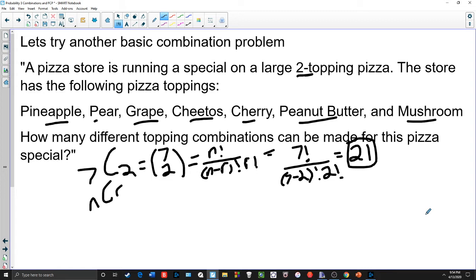I have 7 choices. I'm going to pick 2 of them, so I have 21 different possible combinations I can make. Because again, if I pick a pizza with cherries and Cheetos versus picking a pizza with Cheetos and cherries, it's the same thing, right? It's the same toppings. So I only have 21 different combinations. If I wanted permutations, then I would count those two as different. So a permutation would be saying that Cheetos and cherry topping is different than a cherry and Cheetos topping, which again doesn't make any sense, which is why it's a combination problem, not a permutation problem.